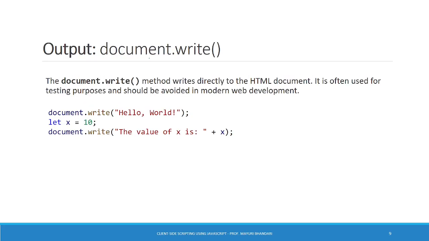The third method to display output is using document.write. This method directly writes your message on HTML document. This is often used for testing purposes and should be avoided in modern web development. You can use this method using document.write and in parentheses give the message. This will directly print your message on the web page or on the document.